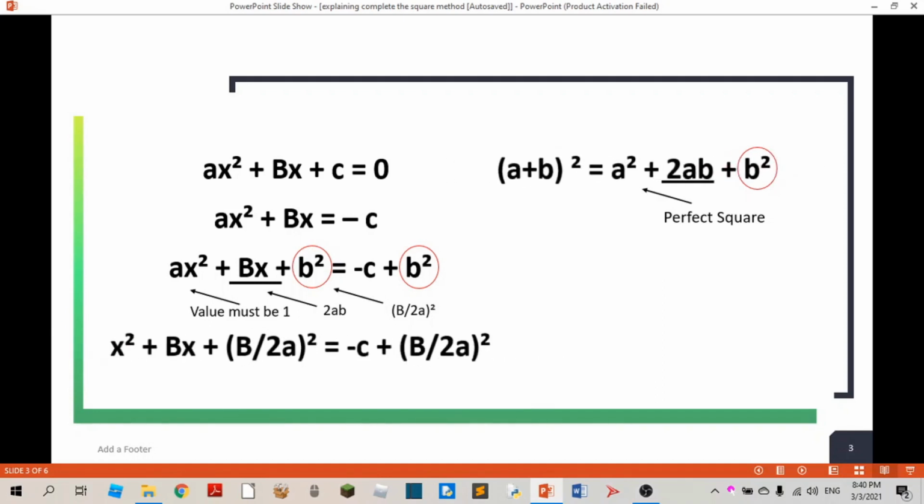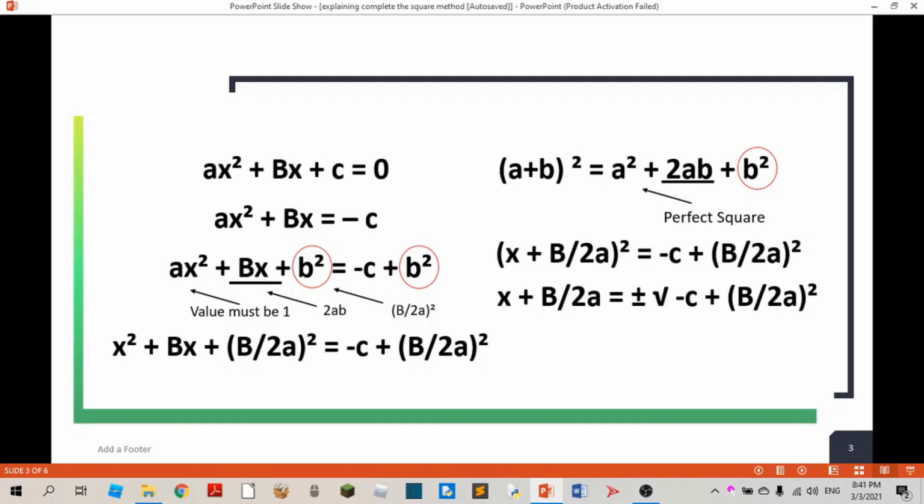Now you might notice how we can factor it by using the perfect square equation, since the values in this equation have the same ratio as the perfect square equation. We will replace x with a and big B divided by 2a with b. Now that will bring us x plus big B divided by 2a with the power of 2 is equal to negative c plus big B divided by 2a with the power of 2.